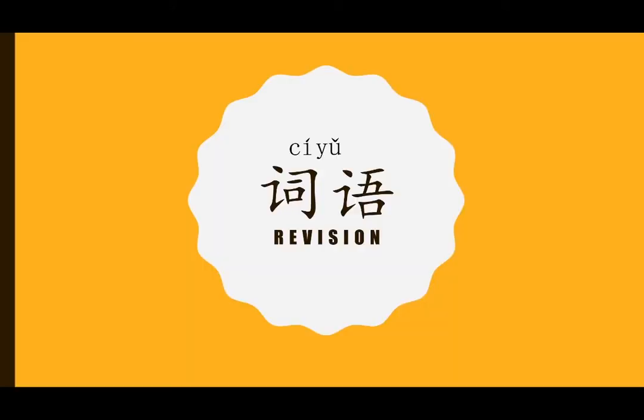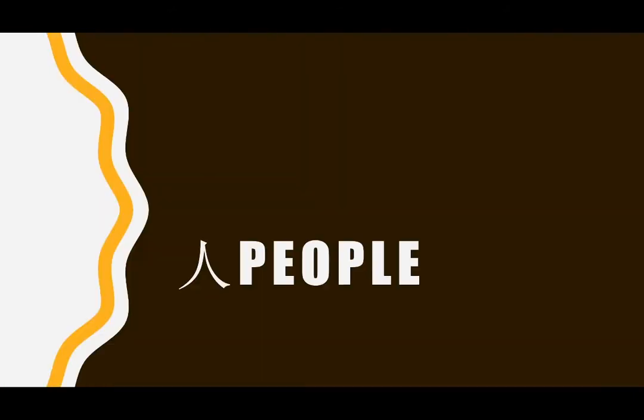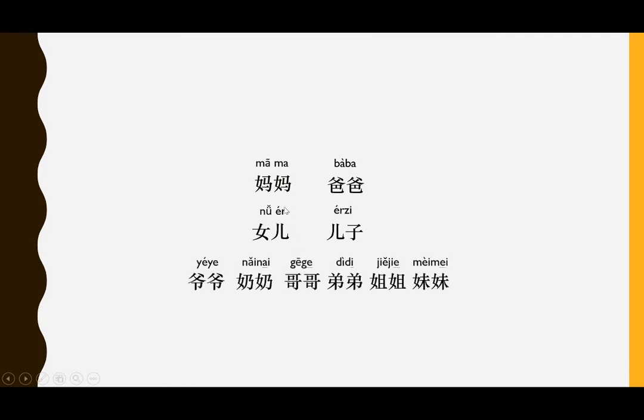Okay, let's move to the new words, 词语. These are all the new words we have to learn today, and in order to make it easy to memorize, I divide them into several parts. Okay, the first part is people, 人. We have learned some family members, and now there are more. Okay, now please read after me.